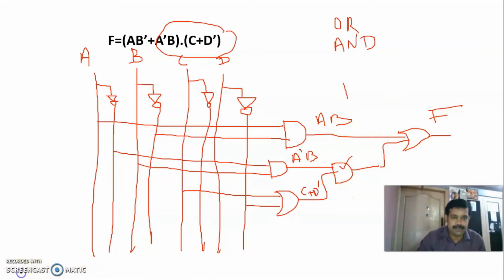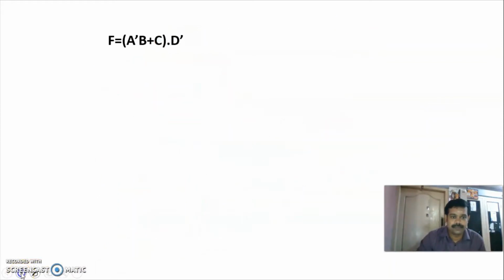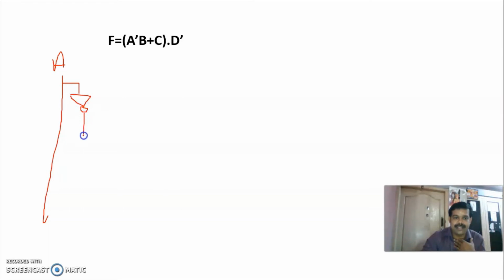Next, we are going for another example. Okay, F is equal to A bar B plus C into D bar. So here also you are having four variables. Okay, it is better to take like this A, but you have to see another thing. The variables B and C are not having complements, so no need to use the NOT gates. So just you are having complements in A and D.